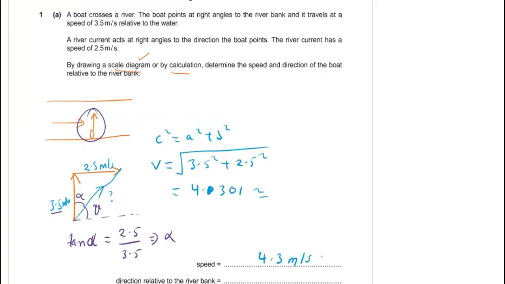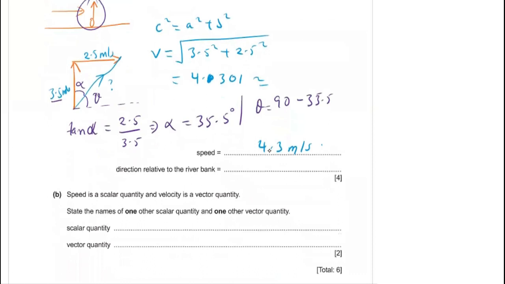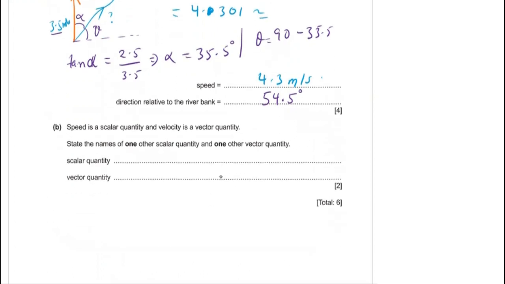So tan alpha is given by opposite 2.5 over adjacent, which is 3.5. That gives us 35.5 degrees, meaning that theta, which we're looking for, is 90 minus 35.5. And that is 54.5 degrees. That is the direction relative to the riverbank.